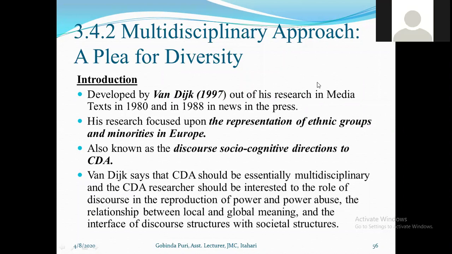News in the Press. His research focused on the representation. The multidisciplinary approach was developed by Van Dijk out of research in media text in the 1980s.